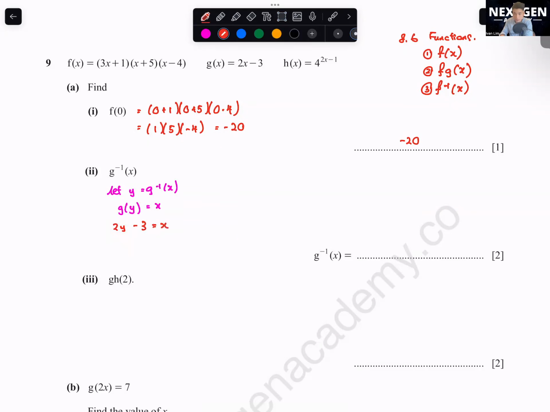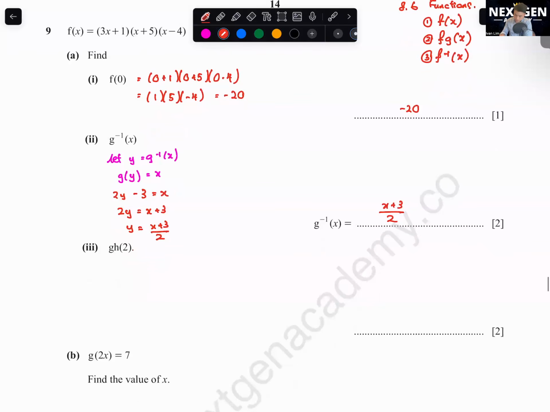My goal is that I want to make y the subject. So 2y equals x plus 3, y equals x plus 3 over 2. Why do I want to make y the subject? Because I let y be g inverse x. So this will be my final answer: x plus 3 over 2.